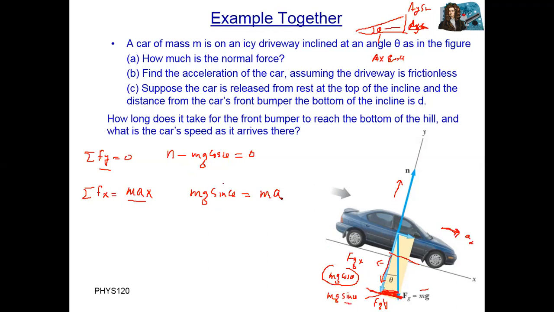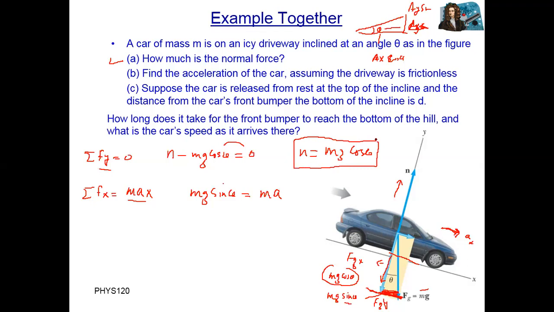Now, the first question is how we can find the normal force. If you transfer this one, N is equal to what? N is equal to mg cosine theta. This is the value of the normal force.